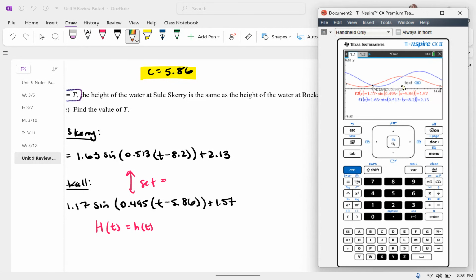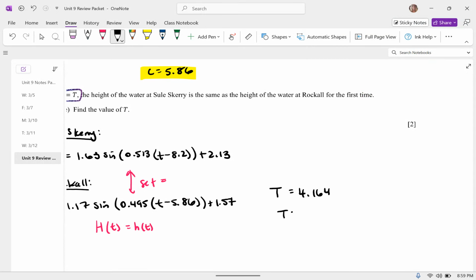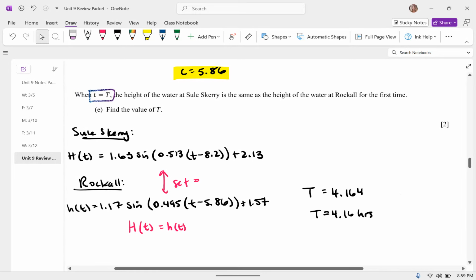All right, just to make sure we're looking at the right thing here, 4.164. Okay, so t equals 4.164, 3 sig figs, 4.16. Sorry. And then I don't have to give it in minutes, right? Nope. The end.